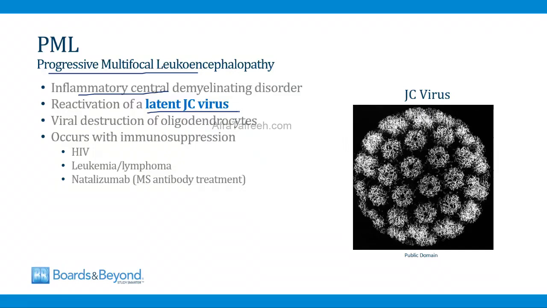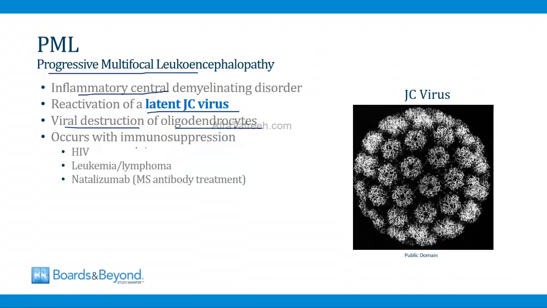If you are immunocompetent, it will not cause symptoms or infection, but it can become latent inside your body. If you then become immunosuppressed, it can reactivate, and when the JC virus reactivates, that causes PML. The JC virus leads to viral destruction of oligodendrocytes. Those are the cells in the brain that myelinate neurons, so when they are damaged, demyelination occurs.